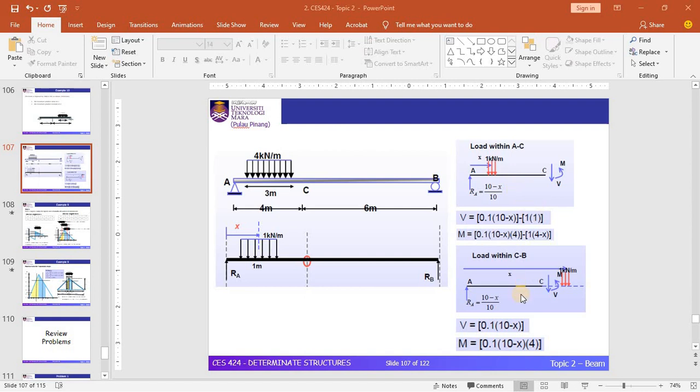Meanwhile, in CB, the UDL has moved beyond point C, and the UDL load is no longer available along AC in this diagram. Based on this free body diagram, we can figure out the equations of shear force and bending moment without the presence of this UDL. So we have two sets of equations.